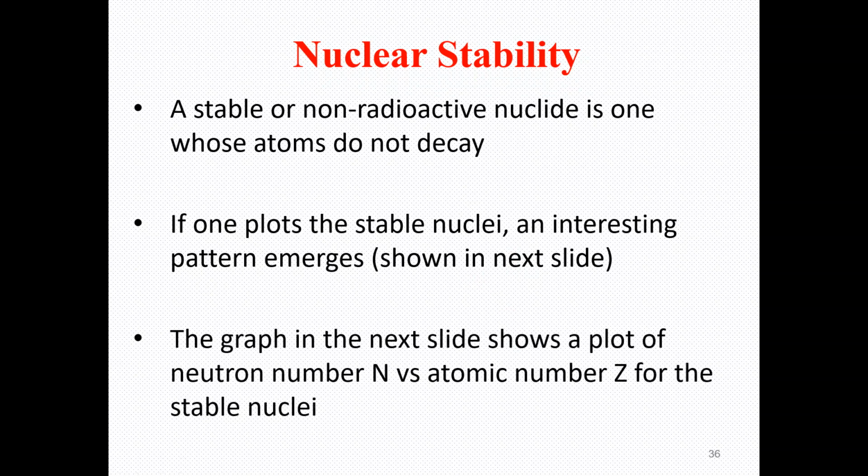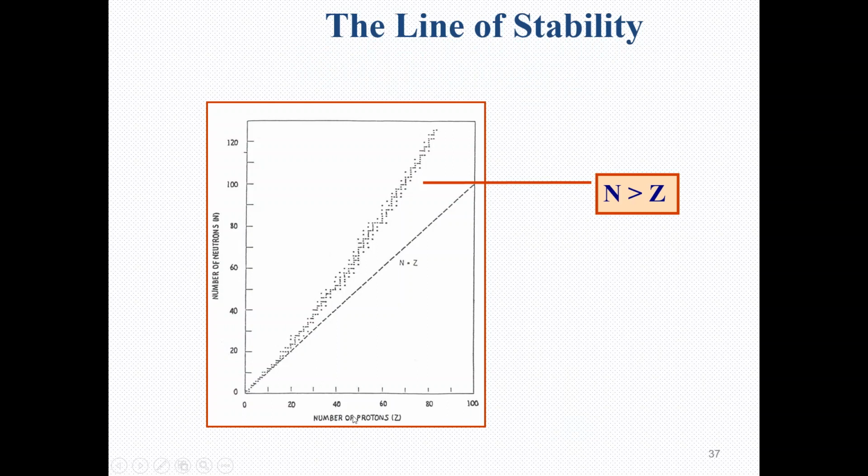In that graph, on the next slide, it is a plot of neutron number, which we represent by N, versus the atomic number, which we denote by Z, for the stable nuclei. This is the most popular line, known as the line of stability. Here you can see we have plotted the number of protons versus the number of neutrons, and this line is known as the line of stability. You can see this linear line and these dotted lines.